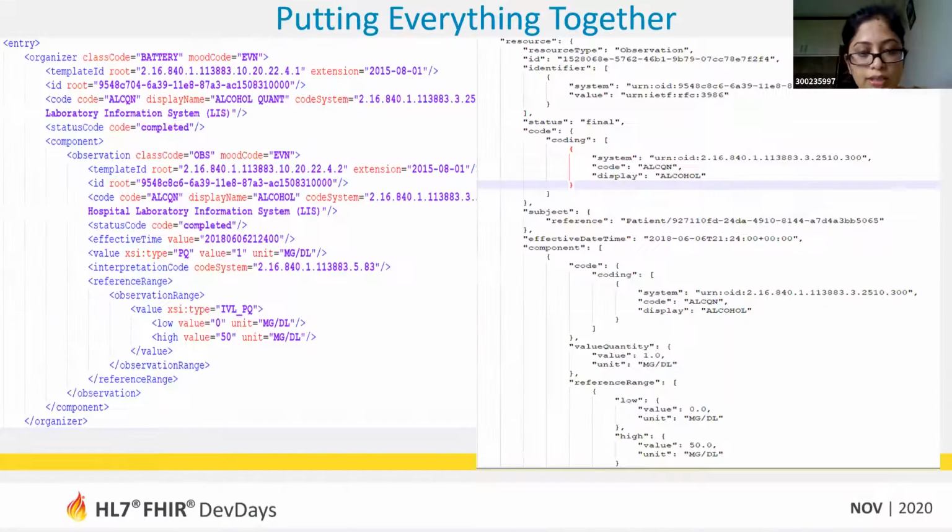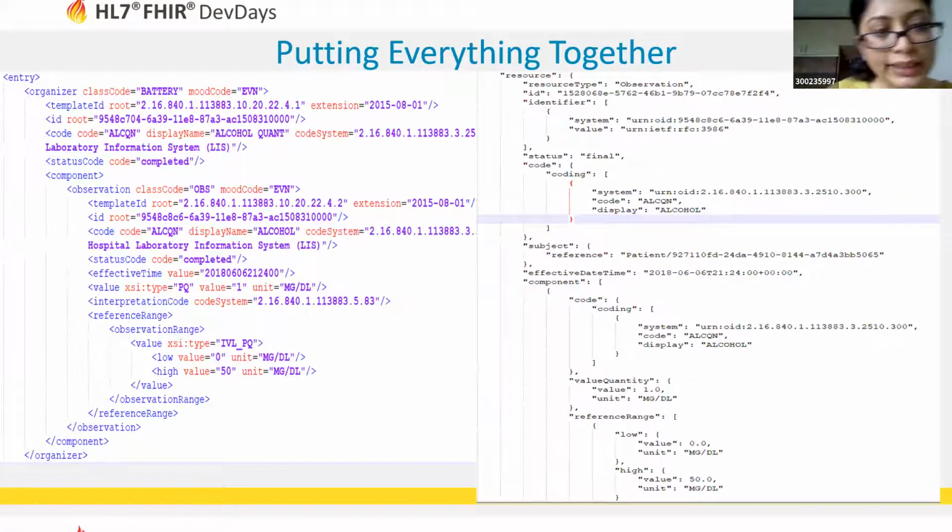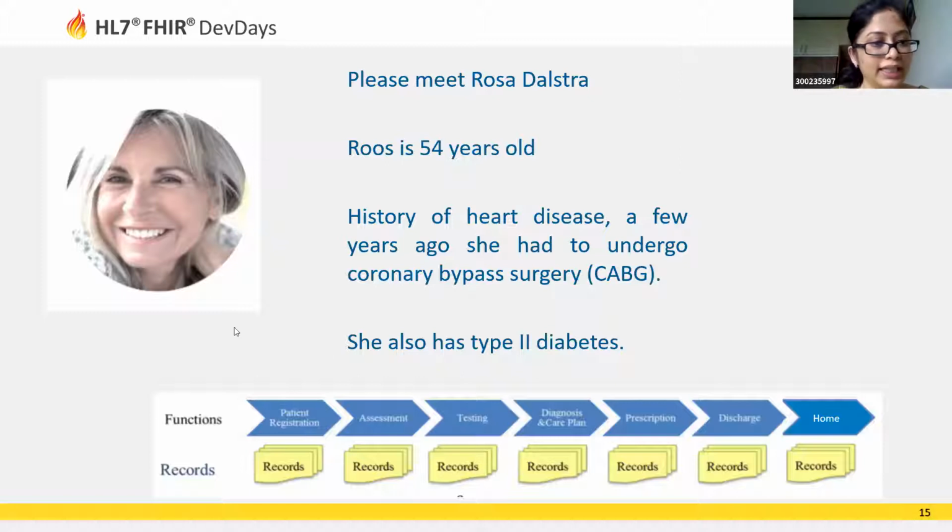Okay, so now we know the problem, we know the foundation elements, the two IHE profiles, and what we did using these two profiles to put a solution together. So now let's consider an example and see how all these things come together. For that, I picked a scenario from the Netherlands market itself, for MedMij. So please meet our demo patient, Rosa. She's 54 years old. Rosa has a history of heart disease, and a few years ago she also underwent a coronary bypass. She also has type 2 diabetes.